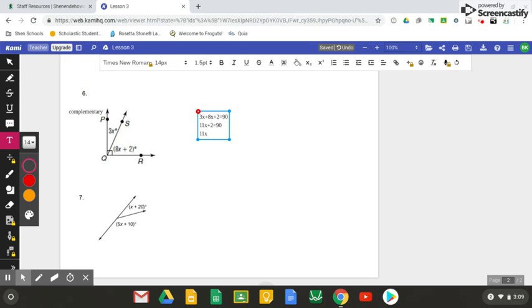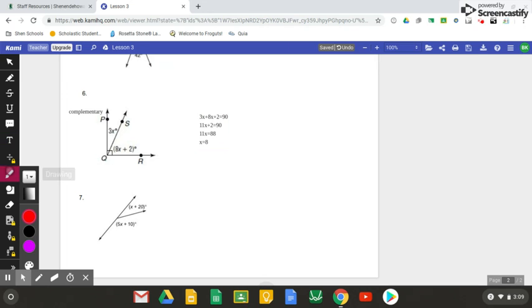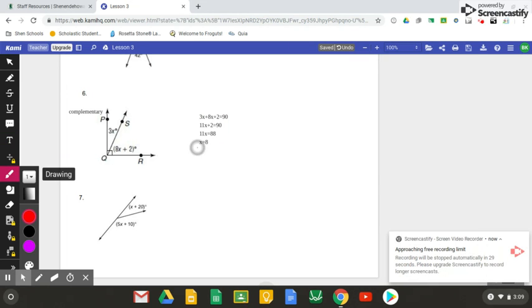Next, subtract 2 from both sides. So that's 88. Divide by 11. x is 8. However, remember the question wants you to find each angle measure. So that means this 8 you got, you're going to substitute in for the x here, and it's going to go in for that x also. So I do 3 times 8, I get 24. And 8 times 8 plus 2 is 66 degrees.